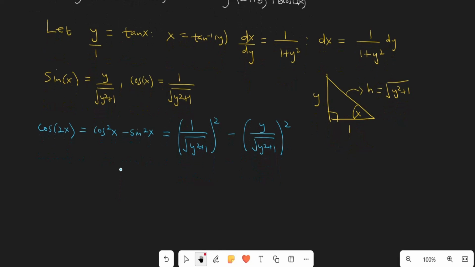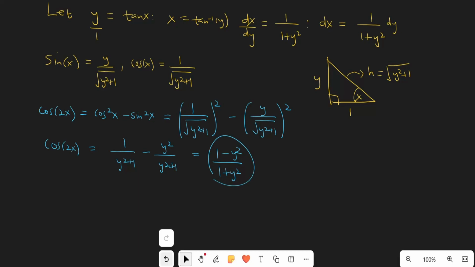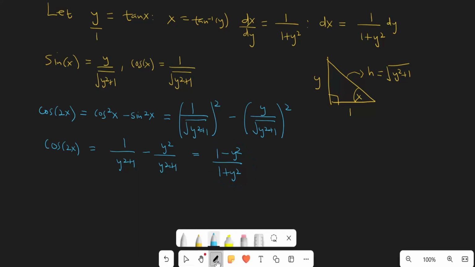Square this as well. So that implies that cosine of 2x is the same as, squaring this, 1 all over y squared plus 1, minus, squaring that, y squared all over y squared plus 1. And combining this, we have 1 minus y squared all over 1 plus y squared because they have the same denominator. So I have expressed cosine of 2x in terms of y like this. This I'm now going to replace in our integral.